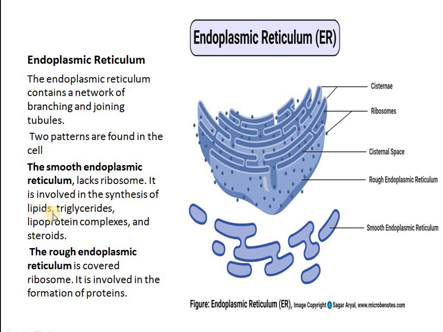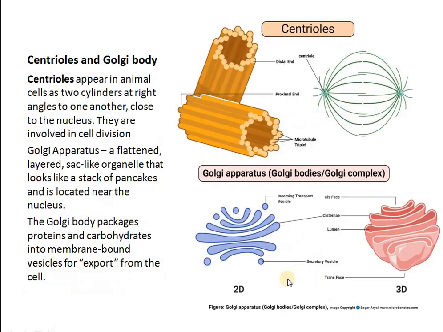Lipids and fats, for your class, can be taken as the same. Lipids and fats, lipoprotein complexes, and steroids. You can remember just two of them for your ease. You can just say that they are involved in the formation of lipids and steroids. I have given you the structures here. The rough endoplasmic reticulum contains ribosomes while the smooth one does not.